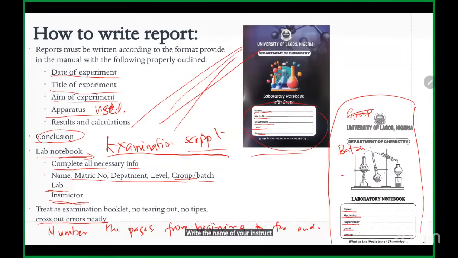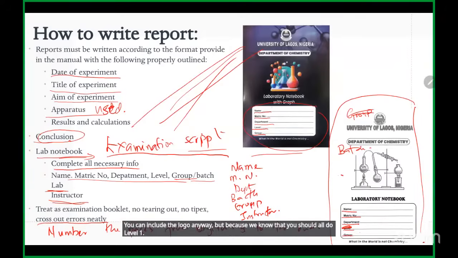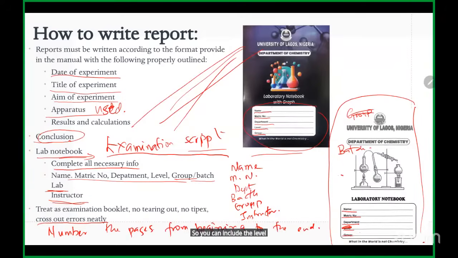So you have your name, matric number, your department. Let's cancel level. Write your batch, group, and instructor. You can include the level anyway, because we know that you should all be level 1. So you can include the level. Yes.